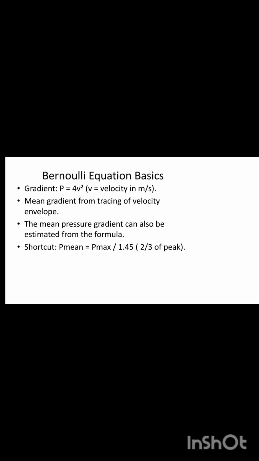The mean pressure gradient can also be estimated from a formula, and the formula is: mean gradient is equal to peak pressure gradient divided by 1.45. So two-thirds of the peak gradient is the mean gradient. I will show you this in a practical echo.